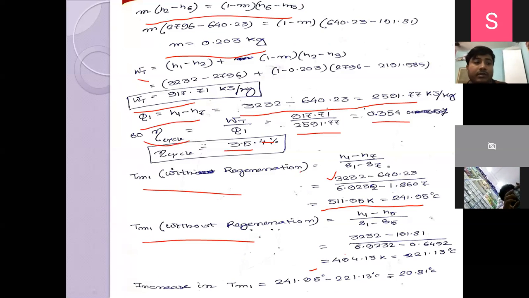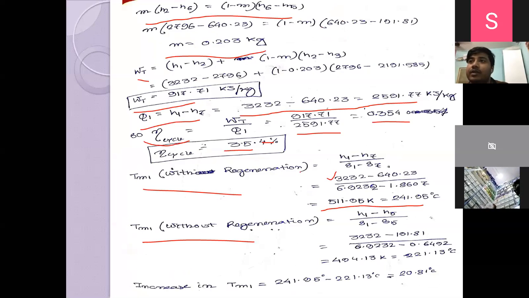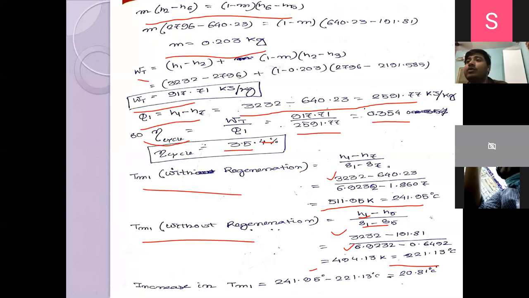And without regeneration, it will be between the points 1 and 5. So it is H1 minus H5 by S1 minus S5. If we put all the values of H1, H5 and S1, S5, we will get the result 221.13 degrees centigrade. Okay, so look at over there. With regeneration, our mean effective temperature is increased. How much? By 21.81 degrees centigrade. So it is quite clear that using the regeneration, we can increase the mean effective temperature of heat addition.